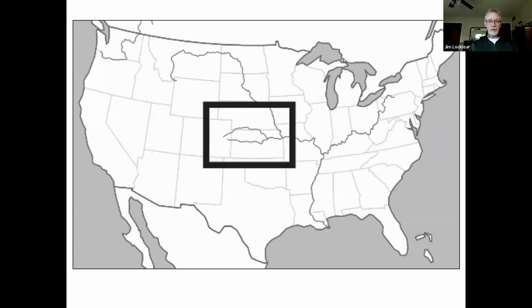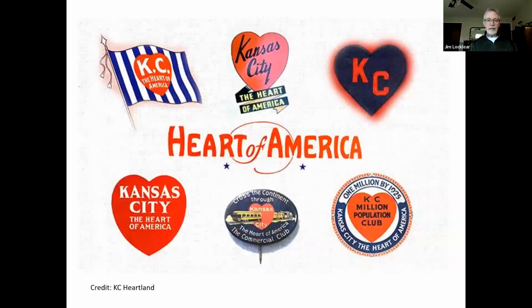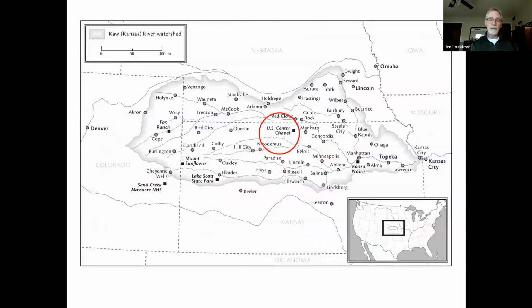And one thing that is very clear, if you look at the map, is that you can't get much more in the middle of the country, in some ways the middle of the continent, than the watershed of the Kaw. And Kansas City has long latched onto this as a branding, the heart of America, America's heartland. And that's been going on for years and years and continues yet today. But in fact, the real heart of America is out in the middle of the watershed in the Smoky Hills.